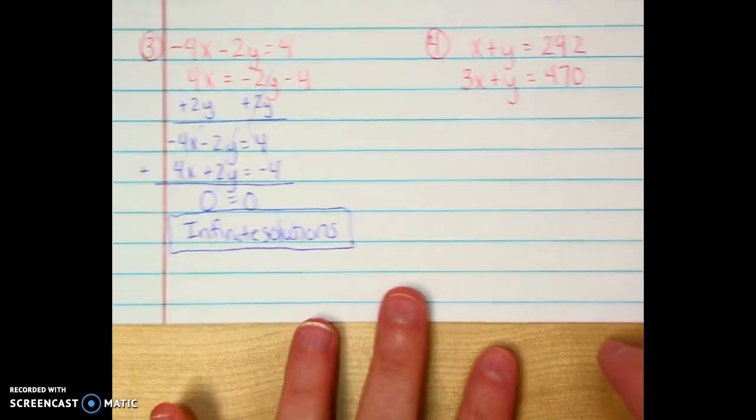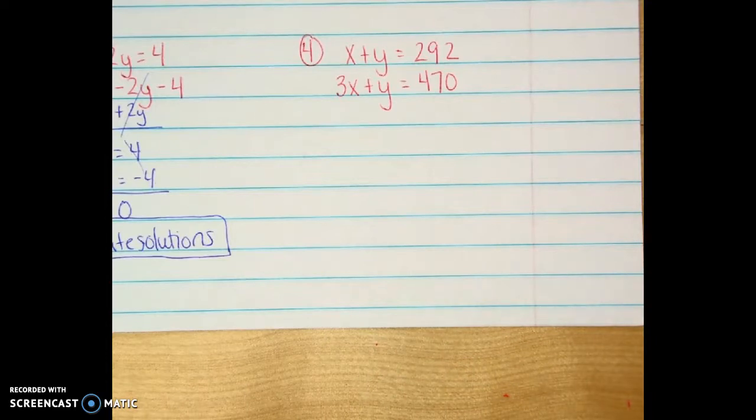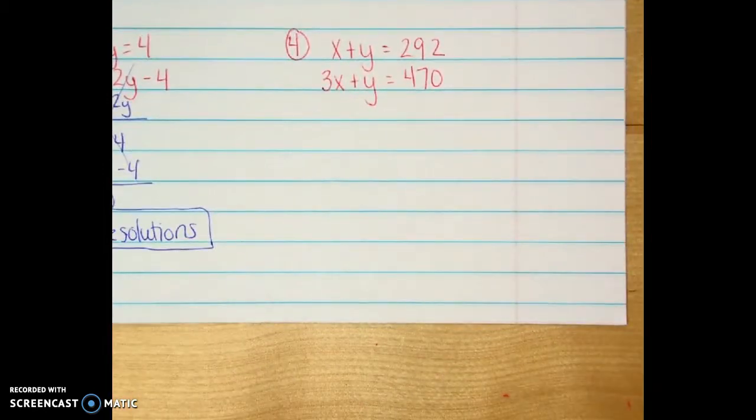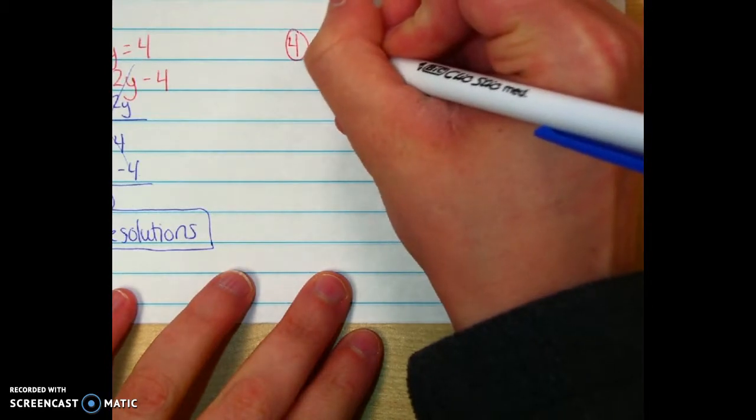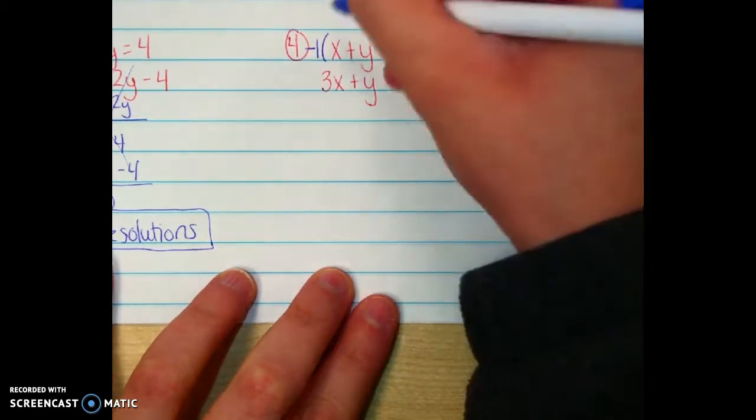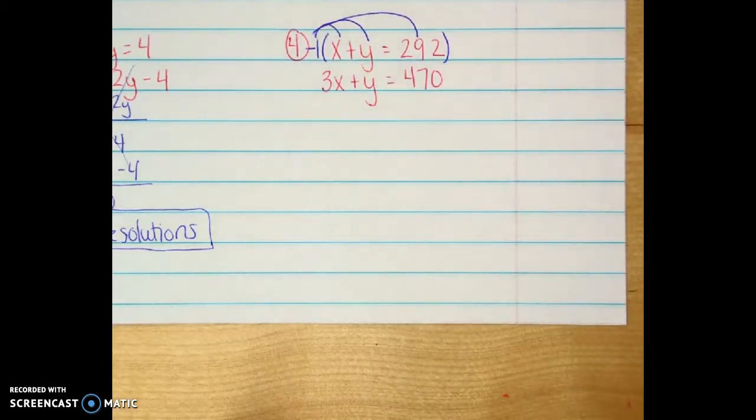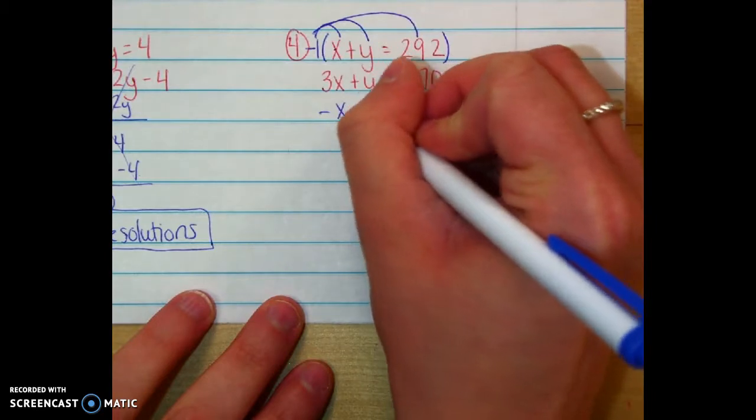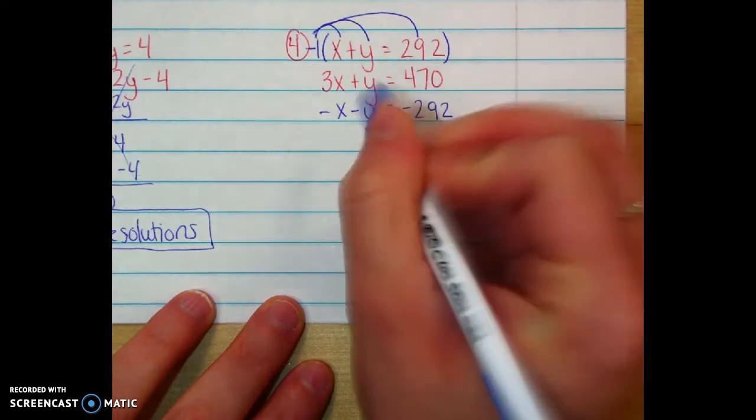Okay, let's look at number 4. On number 4, I do not have any opposites, but I do have ones that are the same. If you have ones that are the same, that's a really easy fix. You just have to multiply one of the equations by negative 1. So I usually multiply the top by the negative 1. So when you multiply the top by -1, you distribute the negative to all three terms. So -1 times x is -x. -1 times y is -y. -1 times 292 is -292.